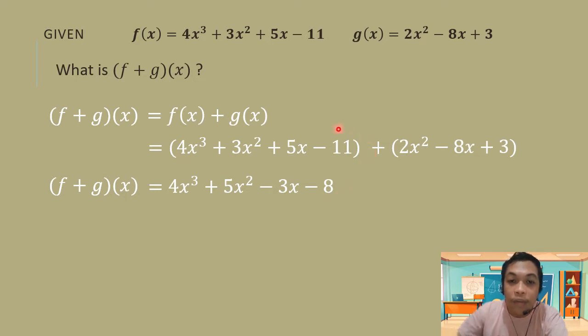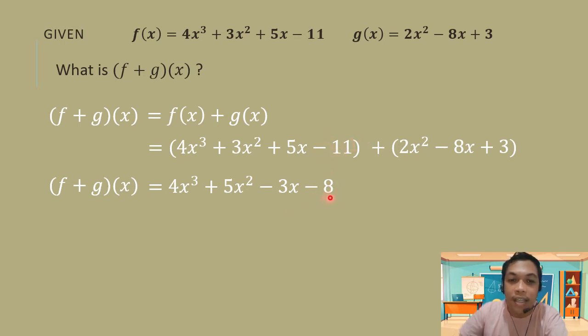So, one of the rules of our integers, kapag magkaiba ang sign, we are going to subtract their values and then kukunin natin yung sign ng mas mataas na number. So, this time, mas mataas yung 11. So, masusunod yung sign niya na negative.